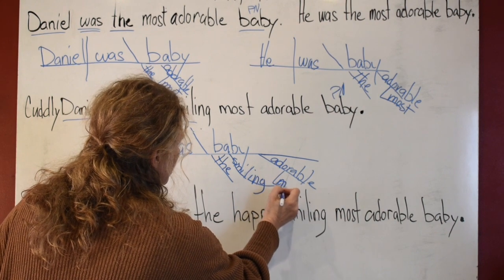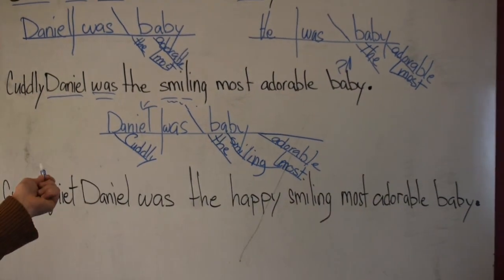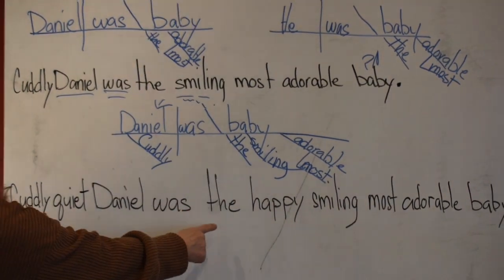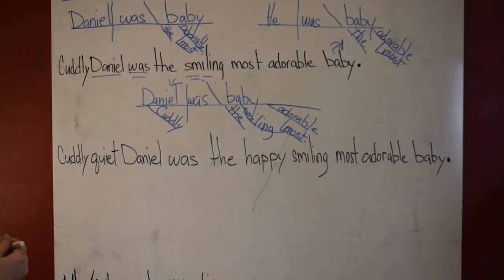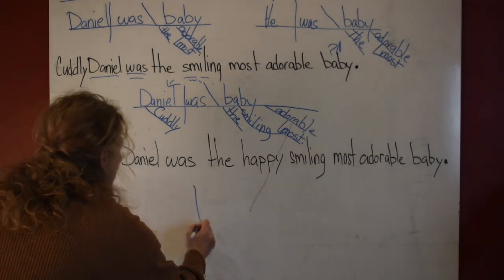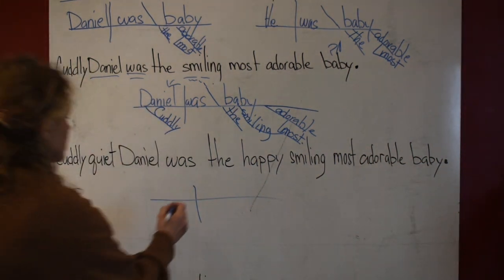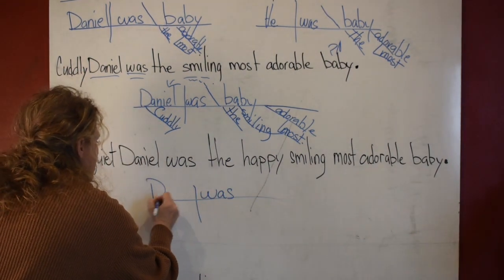I was going to put adverb. Can you guys see that? Okay, so now we have "Cuddly, quiet Daniel was the happy, smiling, most adorable baby." Okay, so now let's talk about this. We already know our basic line: what's your verb? Was. Who was? Daniel. Daniel was.